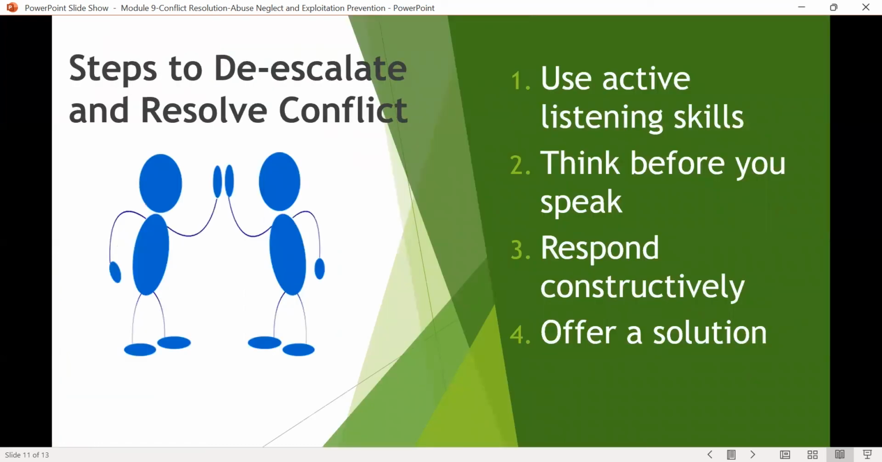Using each of the 4 steps we have discussed will help de-escalate and resolve conflict effectively. As a reminder, these include 1, use active listening skills. 2, think before you speak. 3, respond constructively. And 4, offer a solution.